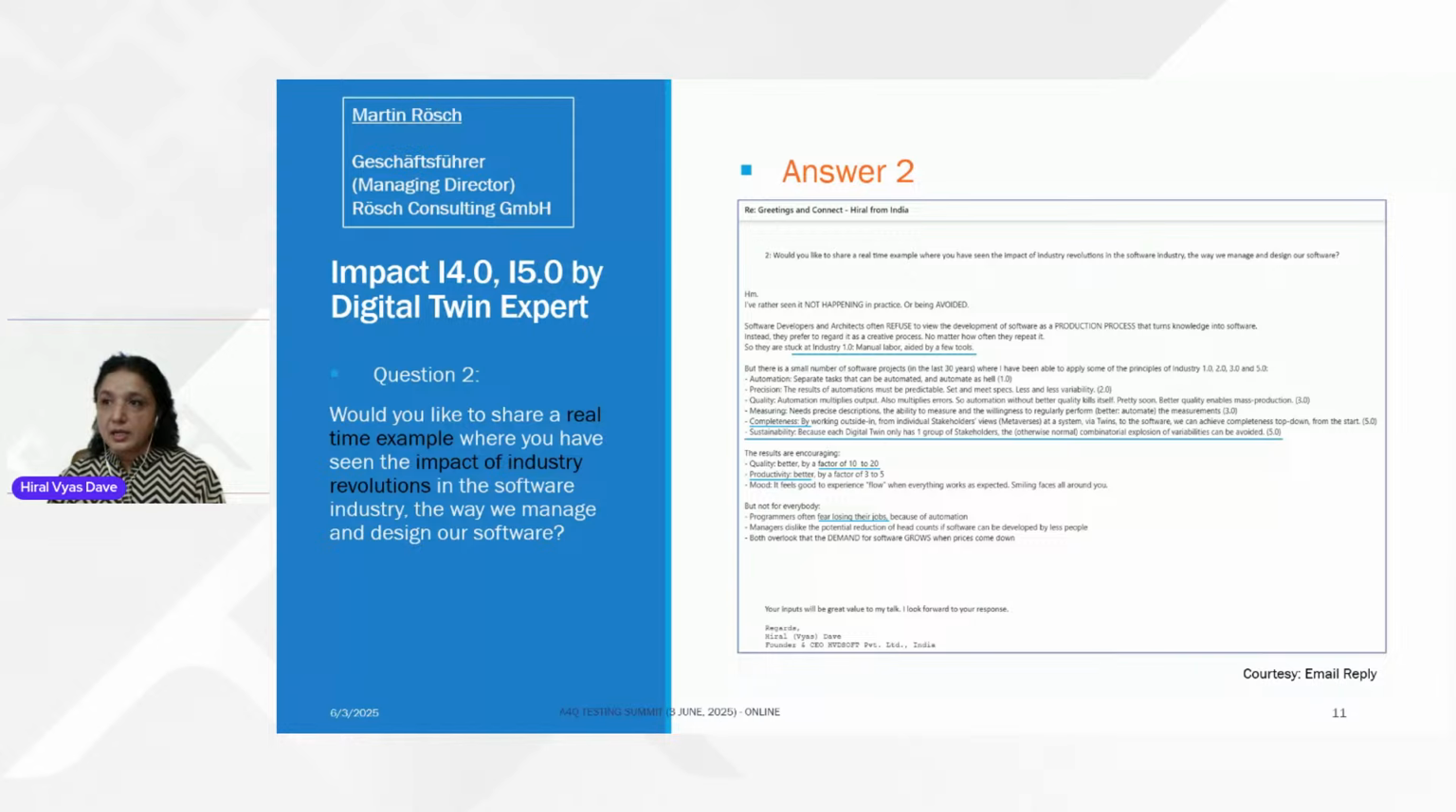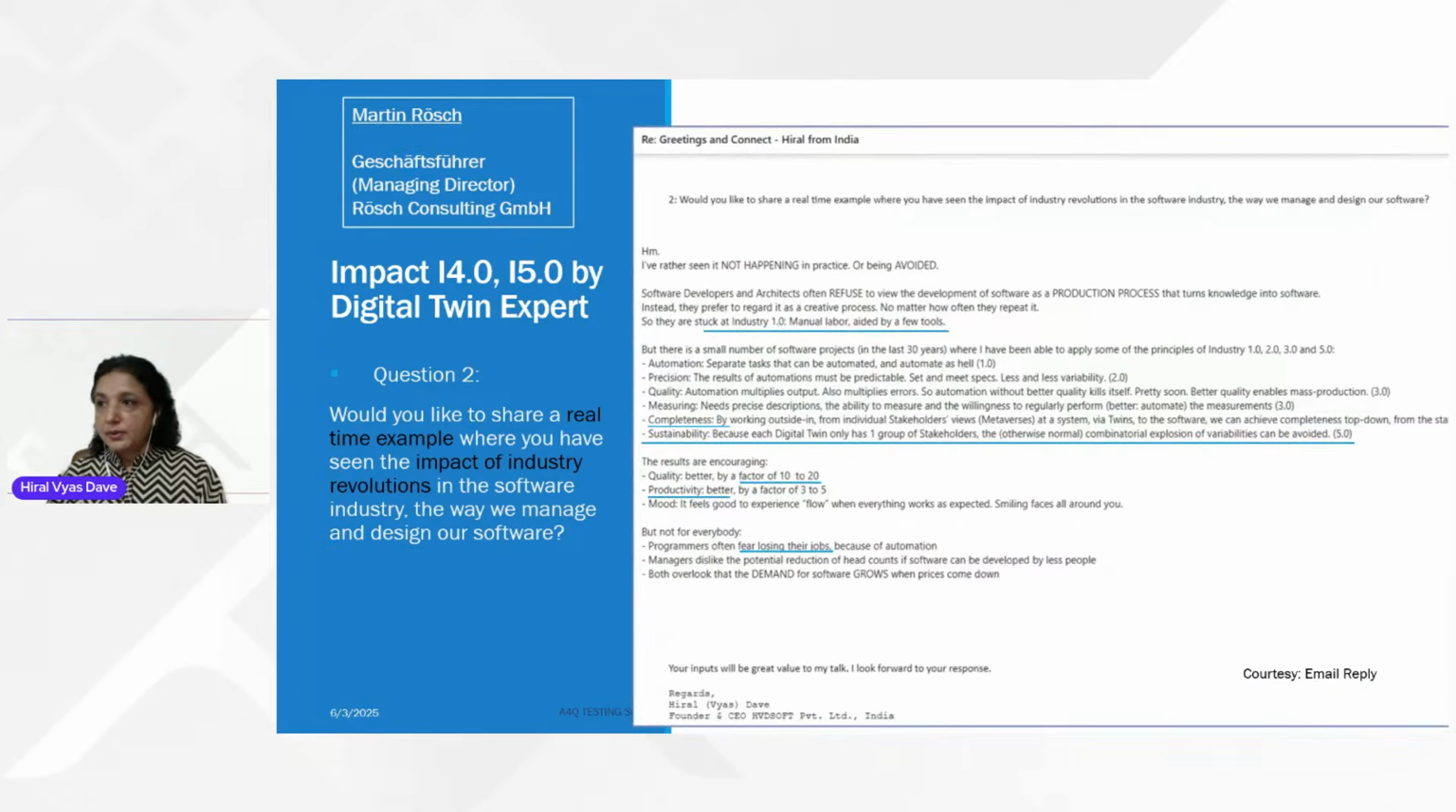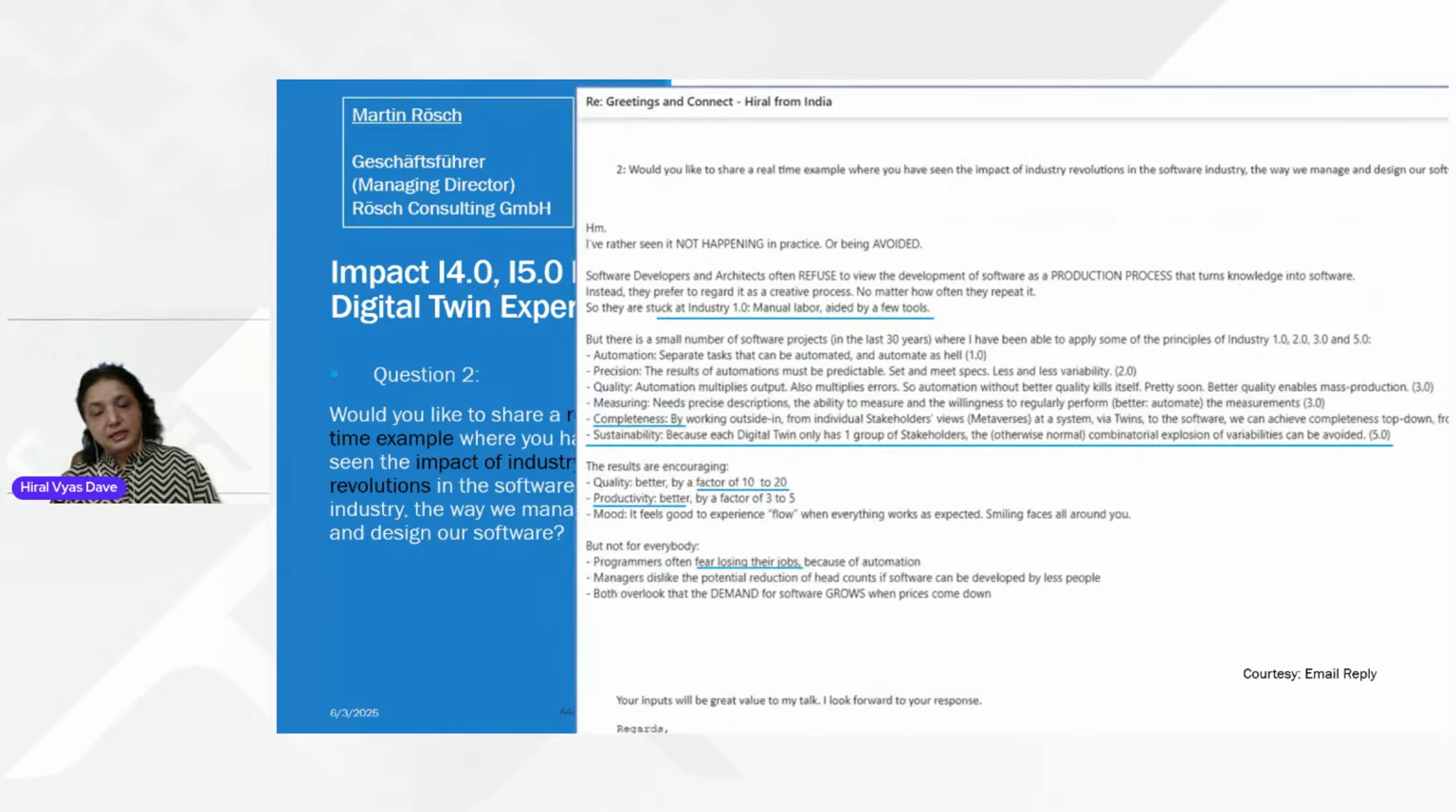Another question I asked him was how it has impacted. The wonderful answer was that if we are moving toward Industry 5.0, and developing software keeping the core values of 5.0 in mind, the quality is definitely going to be better by a factor of 10 to 20, and productivity is going to be better by a factor of 3 to 5.